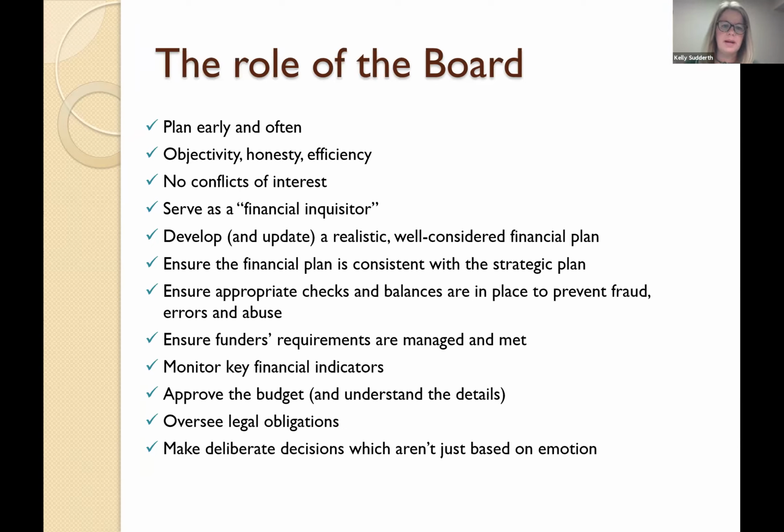So from a financial perspective, I'm going to give a little more detail than Will gave about what your fiduciary responsibilities are as a board member. I'm going to go through this list. The first one is that as a board member, you really need to lead the planning efforts, at least at a strategic level if you're a larger or more mature organization, and certainly at the operational level if you're a younger organization or an all-volunteer organization. You need to plan early and you plan often.